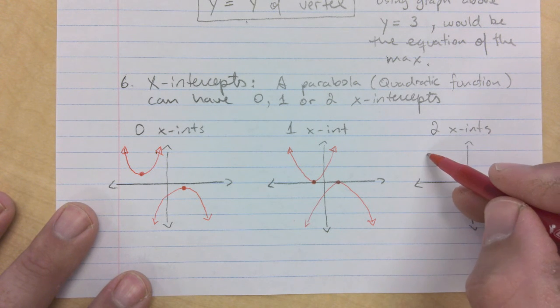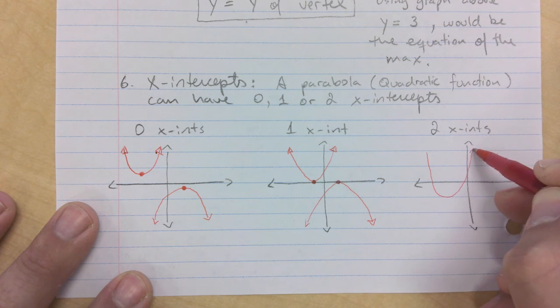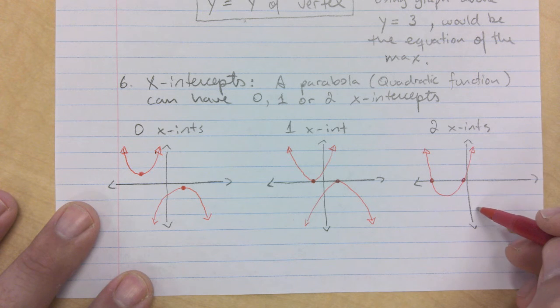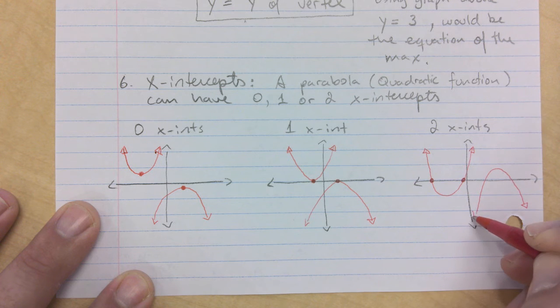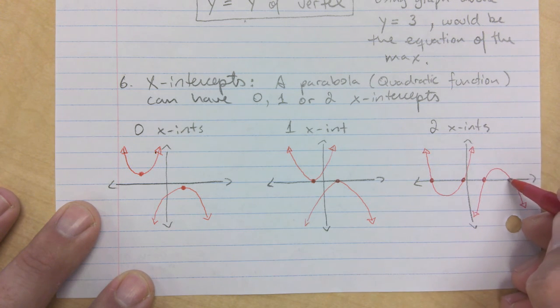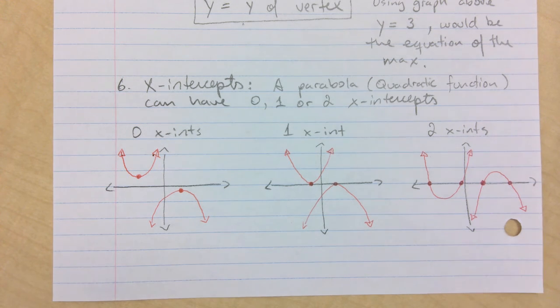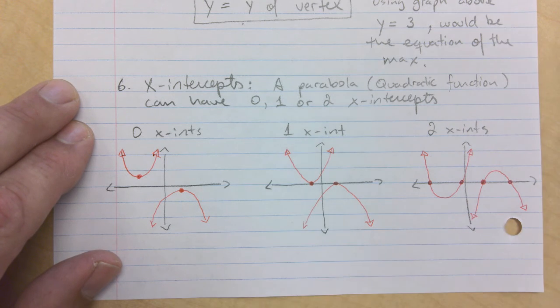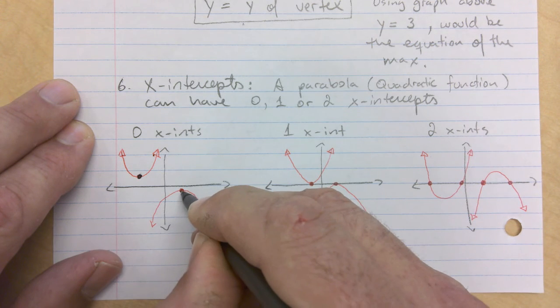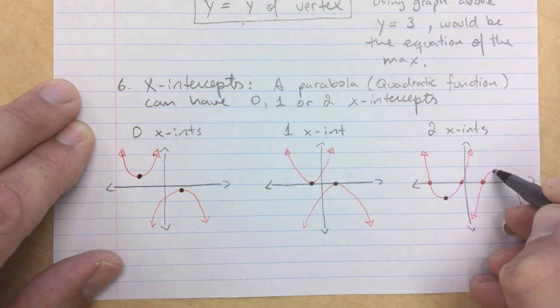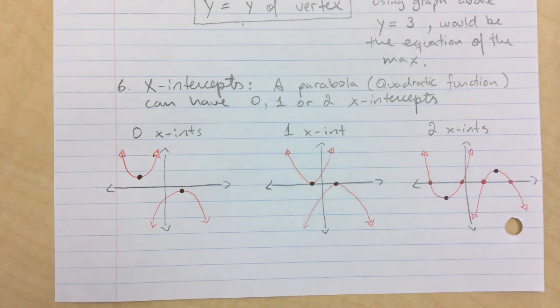And then you have two x-intercepts, right? So that's when you have something like this. Okay, it's crossing it twice there. And you know what I'm going to do? I'm going to change it. For my vertex, I'll use black or a different color. So the vertex is always kind of my one reference point, and then you have your x-intercepts as well. Okay.